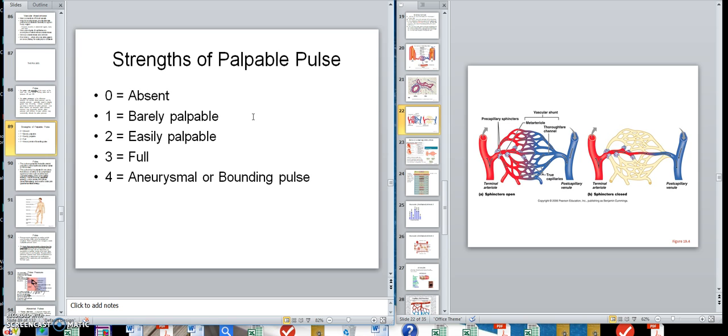So in their nursing notes, they generally use this scheme here. 0 absent, 1 barely palpable, 2. But you can see it depends on the nurse. They have to have a lot of experience because one might think a 2 is a 3 and vice versa. All right.